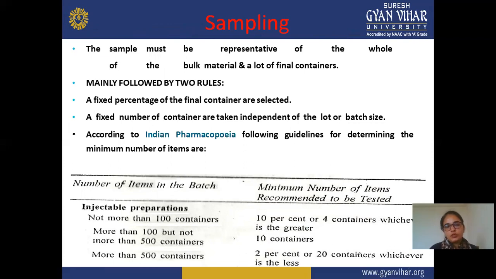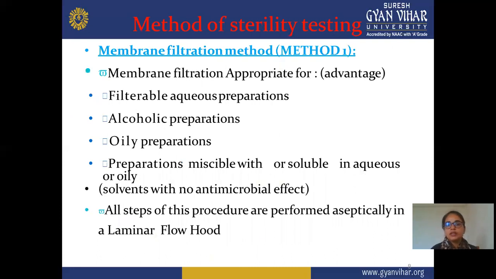And mainly it is followed by 2 rules. A fixed percentage of final containers are selected, and a fixed number of containers are taken independent of the batch size. And this is the table that we already covered. And next is the method of sterility test. In this method of sterility testing, first is the membrane filtration method that we already discussed.